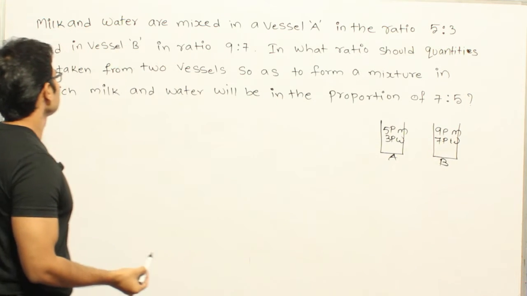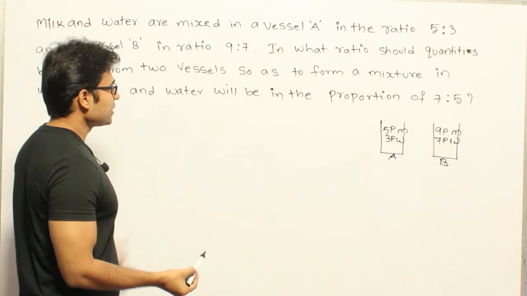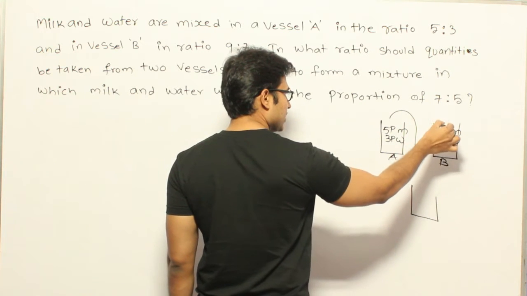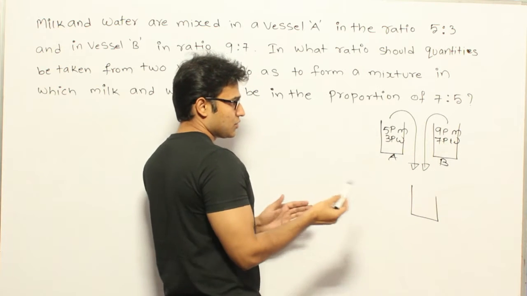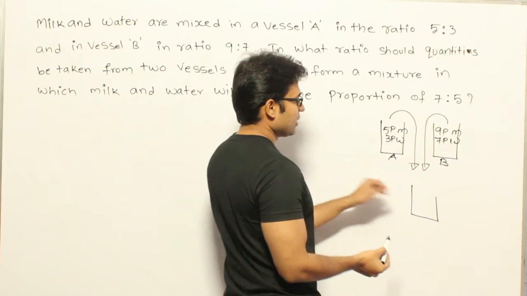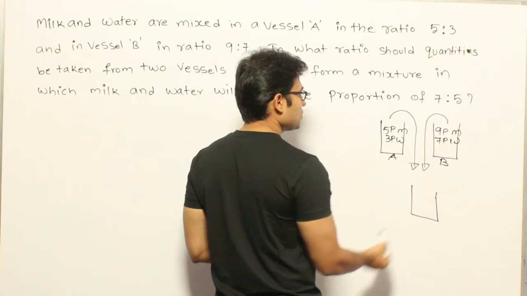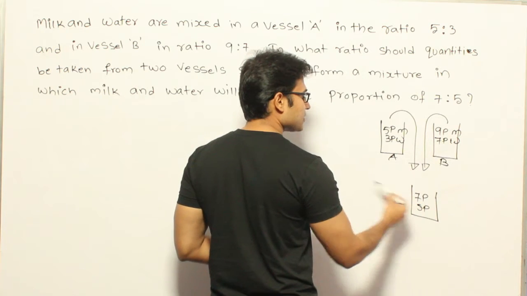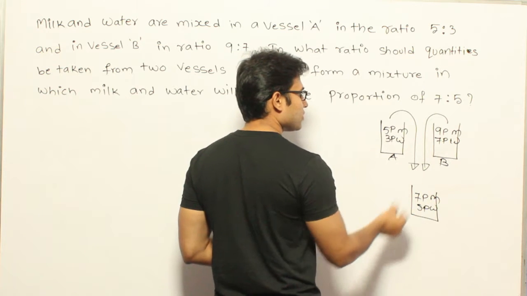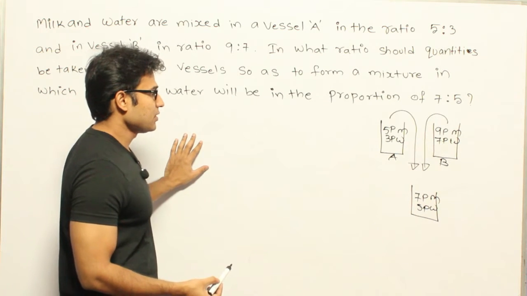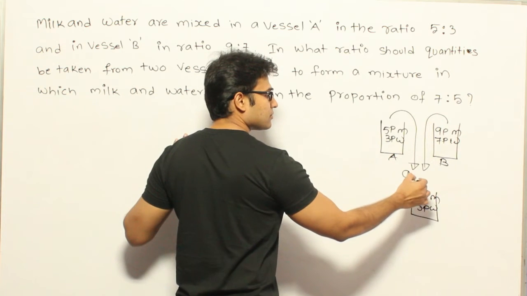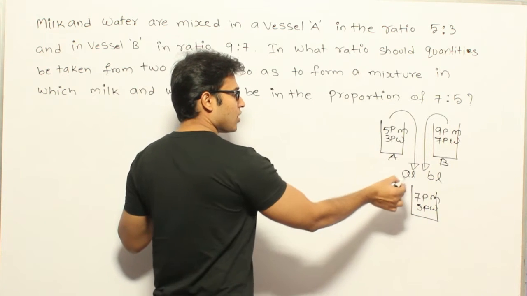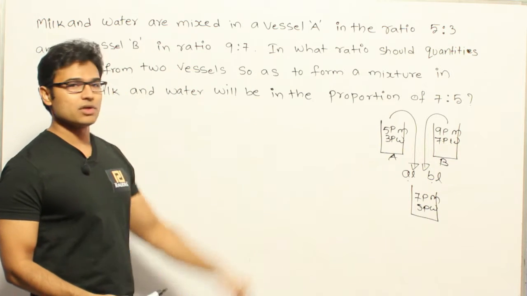Now from this they are asking in what ratio the quantities should be taken. So we are going to form a new mixture by taking some quantity of this and some quantity of this. In what ratio should these quantities be chosen in such a way that the final mixture is going to contain milk to water in the ratio 7:5? So it should contain 7 parts milk and 5 parts water. Now what are you supposed to take? If you assume that you are going to take A liters from A and B liters from this one, then they are asking what is the ratio of A to B, right? In what ratio the quantities be taken.